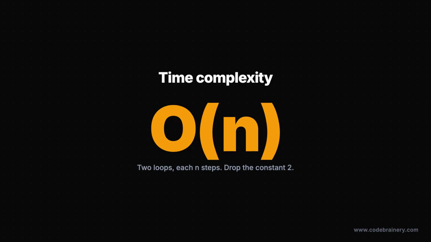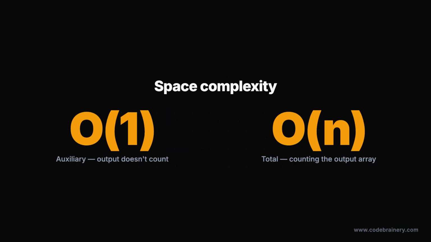Time complexity: 2 loops, each running n times. Total: 2n operations. We drop the constant. The answer is big O of n. Linear time. Space complexity: the output holds 2n elements. But output usually doesn't count toward auxiliary space, only extra storage does. So our auxiliary space is constant. Big O of 1. If you count the output too, the total is O of n.